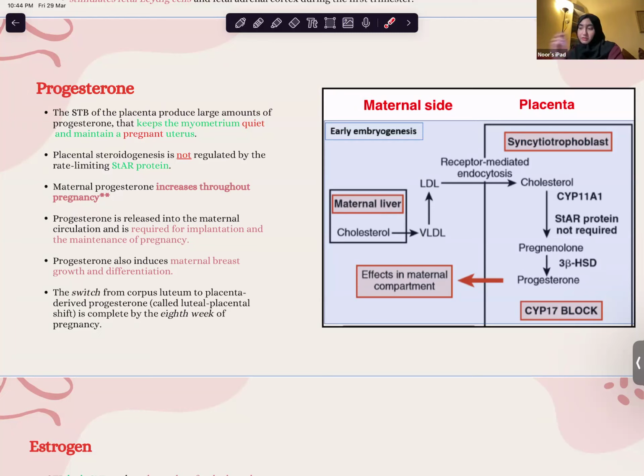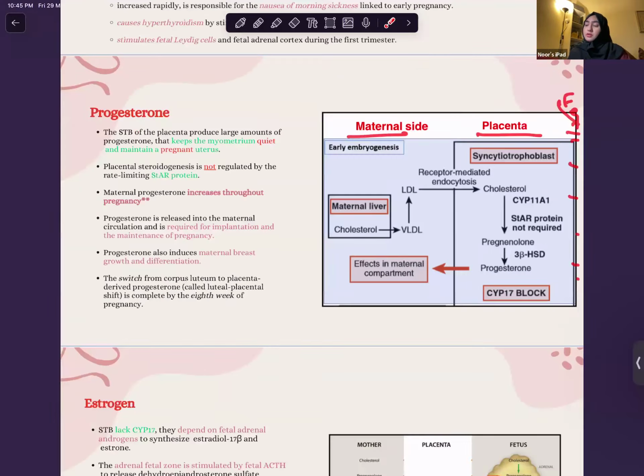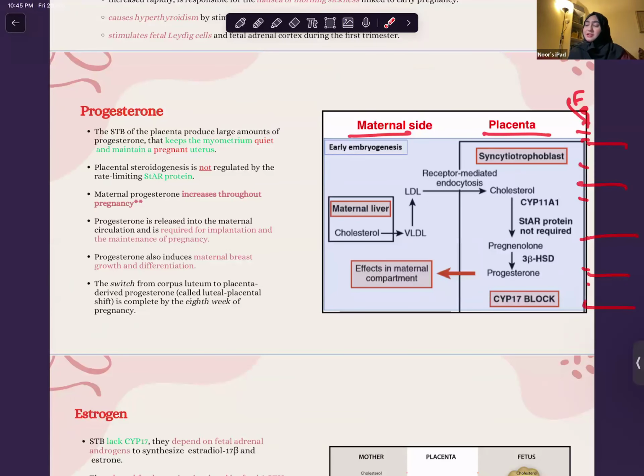So I would come to this picture. I will try to simplify this picture as much as I can for you guys. This is the maternal side, this is the placental side. Here should be the fetal side as well, on this side. I hope you guys get it. This is the fetal side, which was not included in the picture, but you guys can imagine the placenta is between the mother and the fetus.